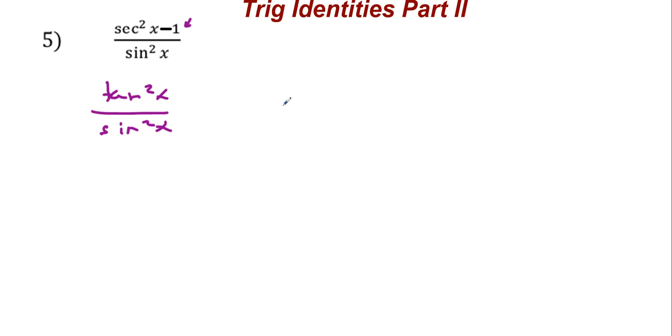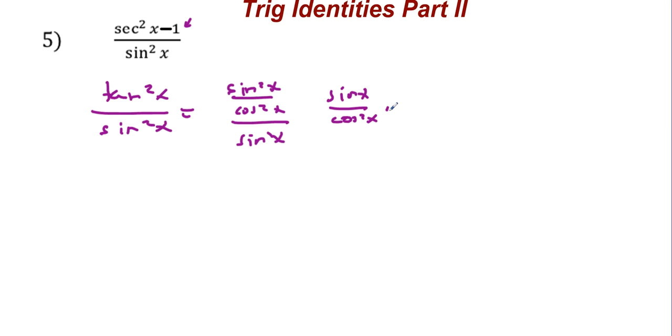And my writing tablet is really acting up right now. So I'm going to convert this to sine squared of x over cosine squared of x over sine squared of x. So we've got a compound fraction. You just flip and multiply. What that would visually look like, and I won't do this all the time, is sine squared of x over cosine squared of x, because that's my tangent, times 1 over sine of x, because that was on the top. This is actually on the bottom. So we're going to flip and multiply. So it's going to be 1 over sine of x, sine squared of x.